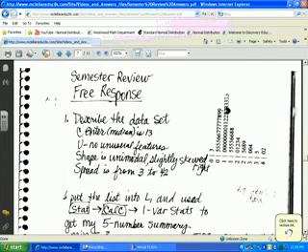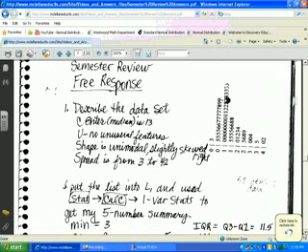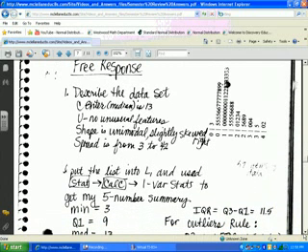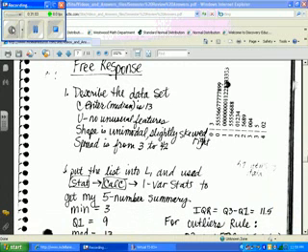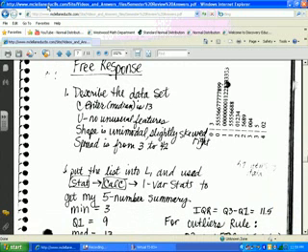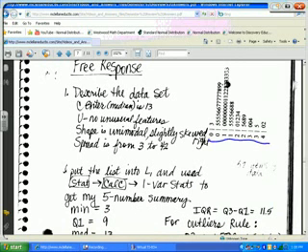Now, on the free response, the first one, I think, when you describe your data set, you have to do all of these different components here. Okay, so to discuss it, you'll use center, unusual features, shape, and spread. And so what I did was I pasted the stem and leaf plot right here. And there it is.